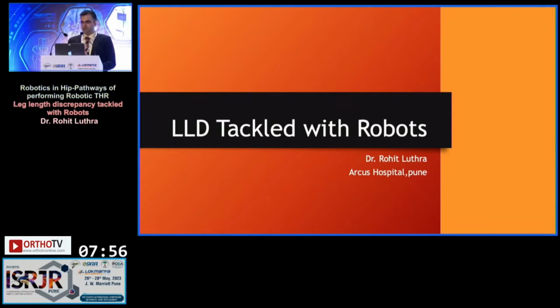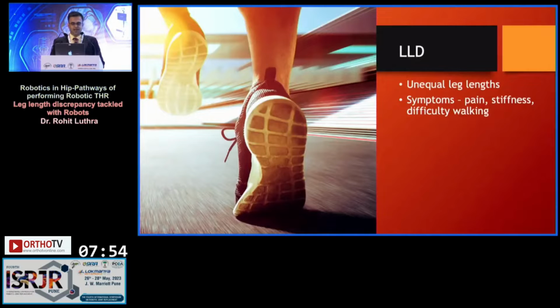Limb-length discrepancy, we all know, is a thing which can cause nightmares to us and some difficulty in convincing the patient post-op. So what is limb length discrepancy? When the patient has unequal limb length after the surgery of undergoing a total hip replacement, the patient will have unequal limb length and be very unhappy. He might have symptoms like pain, stiffness, difficulty in walking, and a lot of psychosocial problems like depression and anxiety and all.